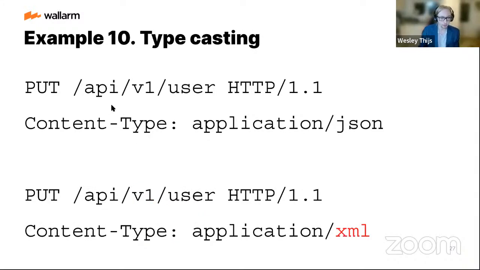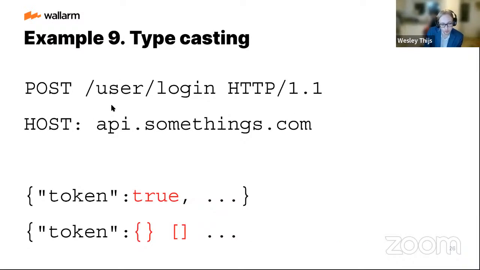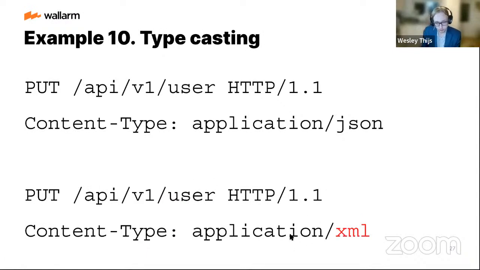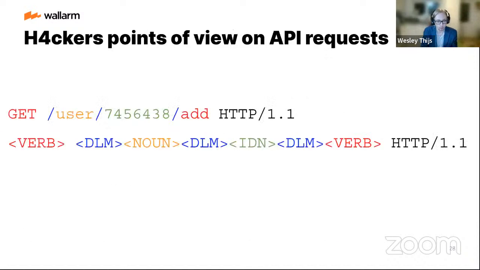Another example is that we can't only typecast values like we saw right here, but we can also try to typecast the content type, for example. That might give some unexpected results, like things that are allowed on the XML endpoint which are not allowed on the JSON endpoint, for example. So it never hurts to try typecasting there.